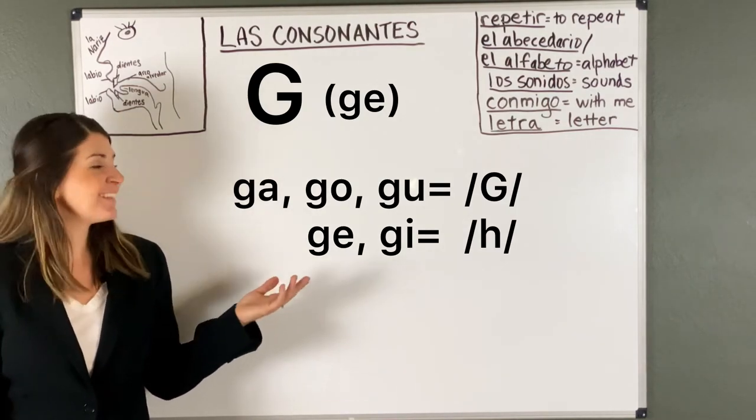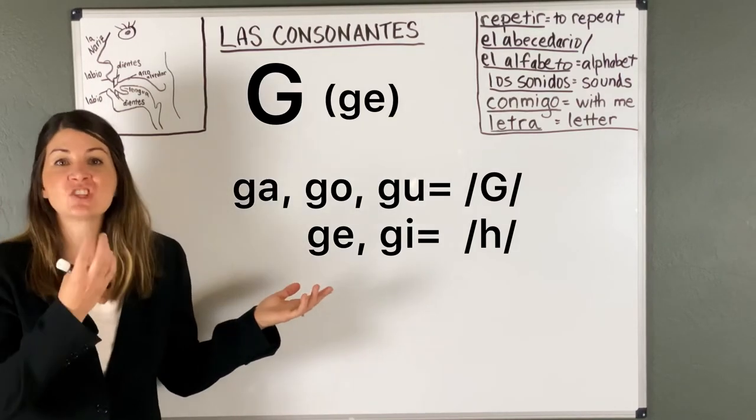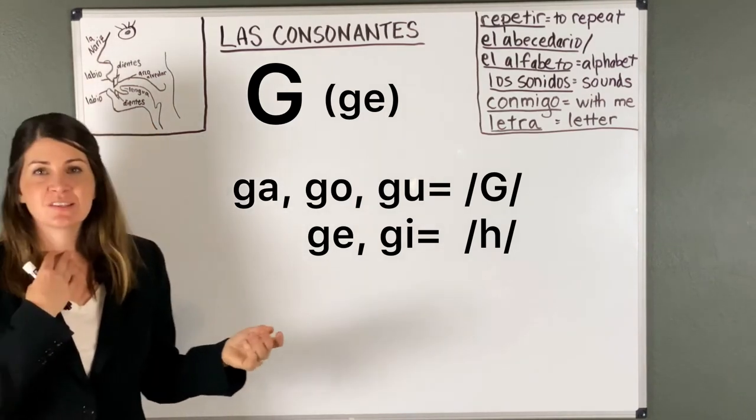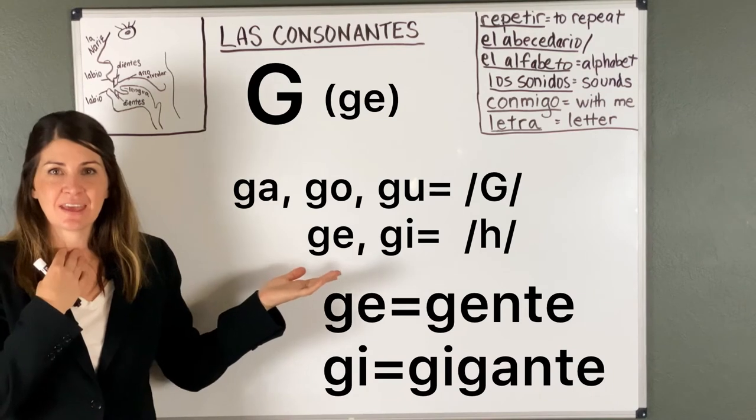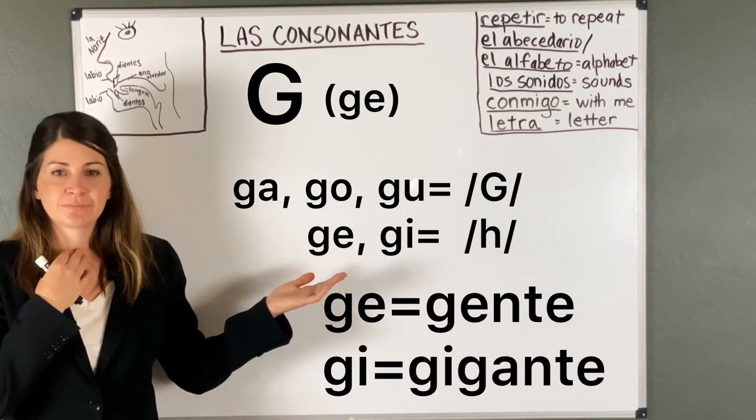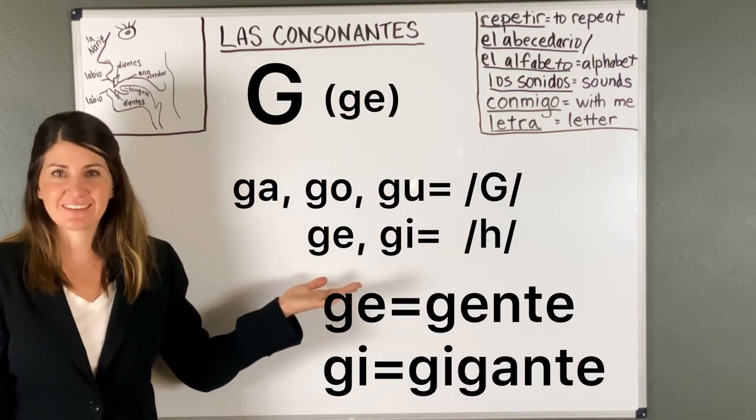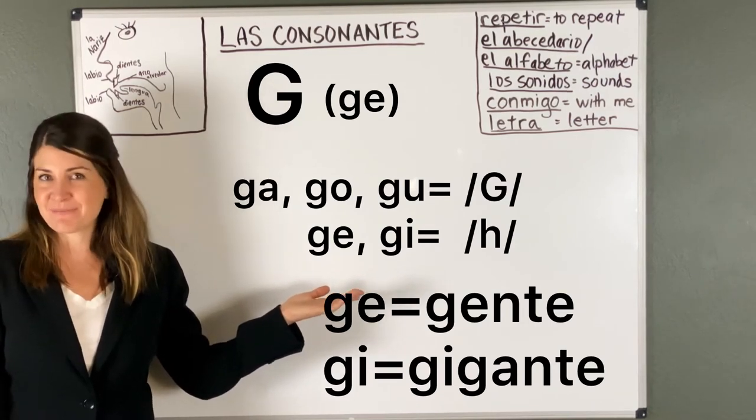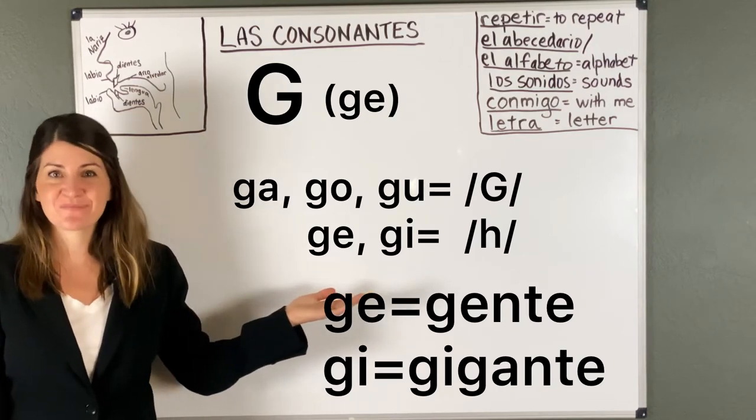However, when the letter G is followed by I or E, it now is an H sound with breath. So we have two examples here. Gente, meaning people. Gigante. Or like the baseball team in San Francisco, California, Los Gigantes.